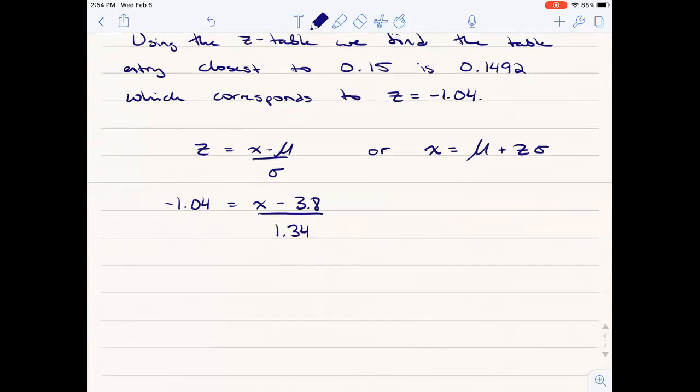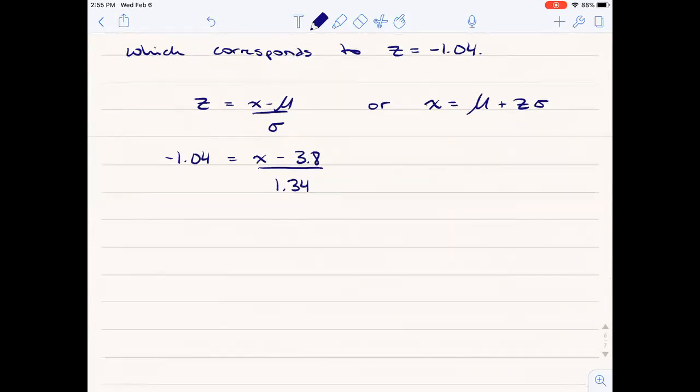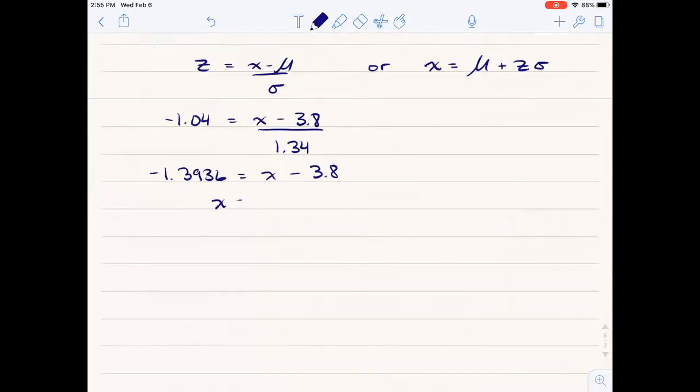Now solving for X, I like just working with one formula and rearranging it to what I need, so I'm just going to use the original. Negative 1.04 times 1.34 is negative 1.3936, which is X minus 3.8. Add 3.8 to both sides, and I get X is 2.4064.